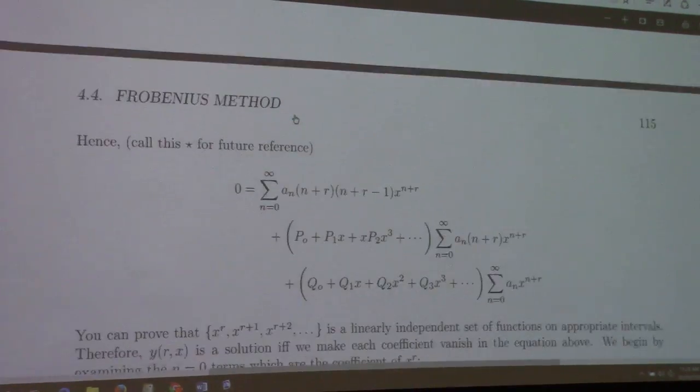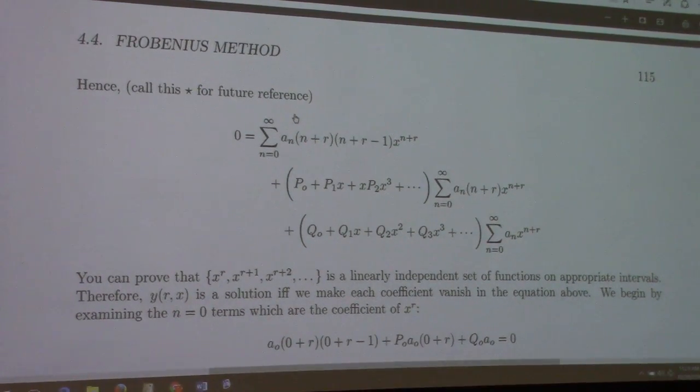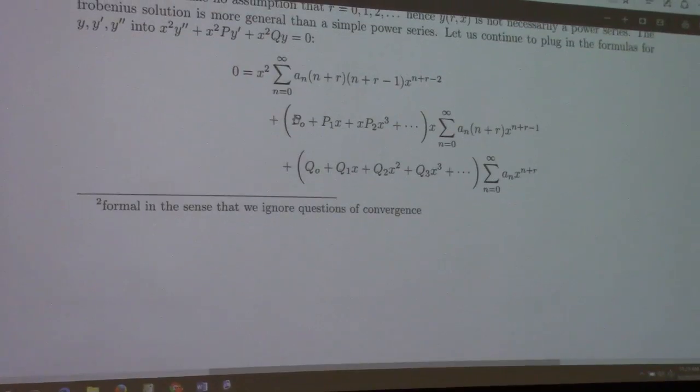Well, collect things together, right? So what am I doing? I'm multiplying. What did I do there? Let's go back up here. I just multiply this x squared inside, right? So that just changes this to an x to the n plus r. It doesn't change any of this, right?